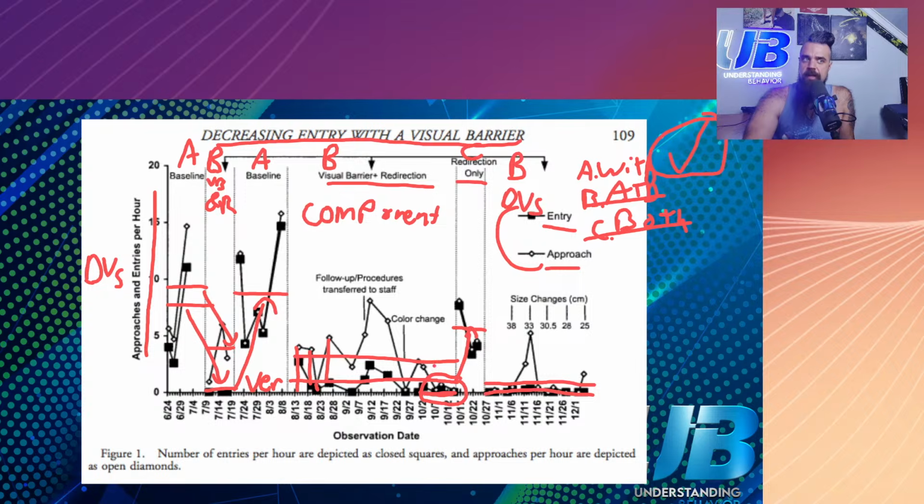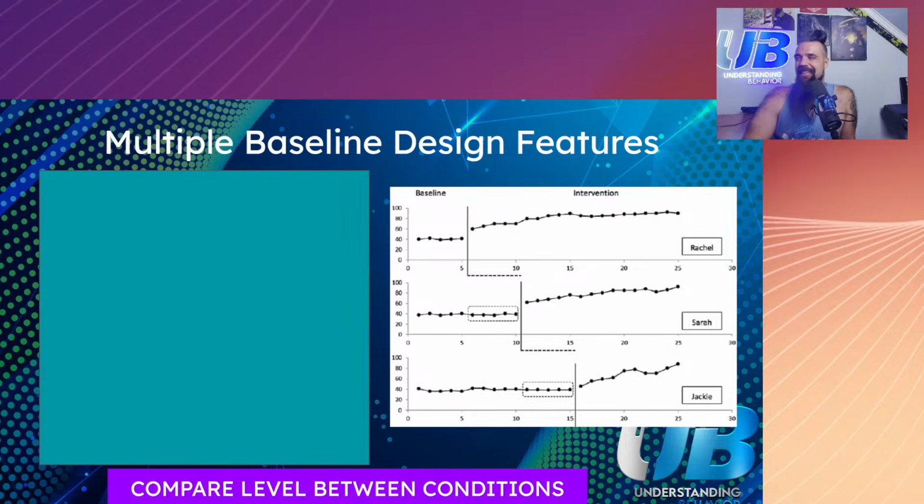It had better reduction for our entries overall, but it also saw some pretty good reductions on approaches. The component analysis that they did where they tried the redirection only was not effective, so they had to add that visual barrier back in to be effective. Merlin is asking, can we explain component versus comparative? You're going to have to come to part 3 for that. That will be next week. So stay tuned for that.